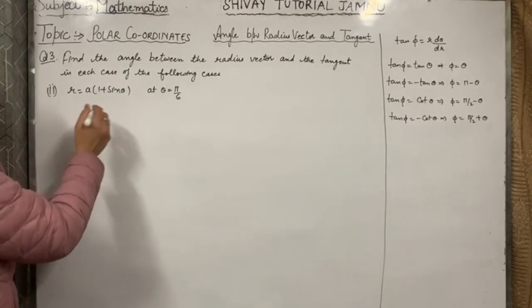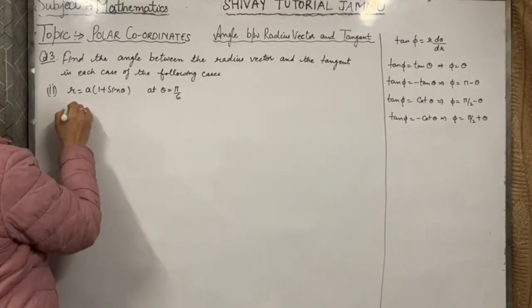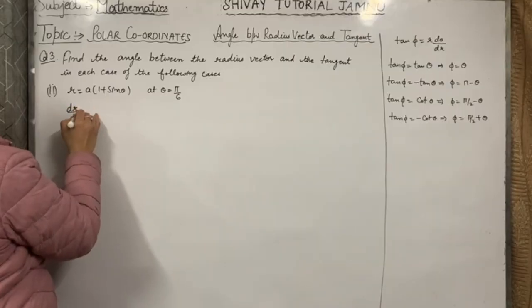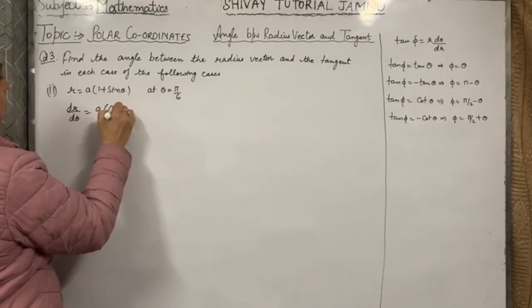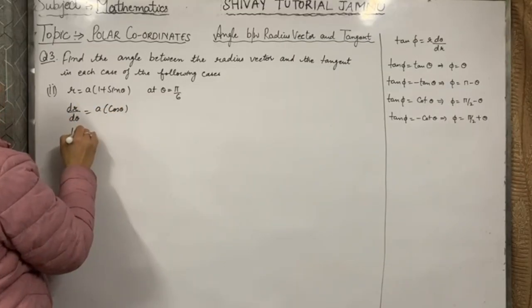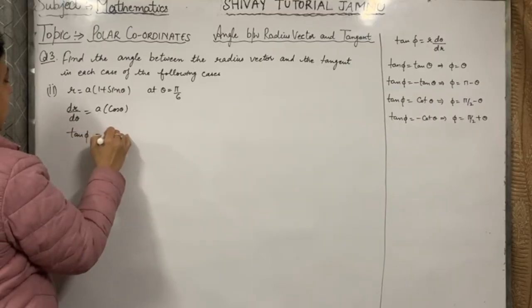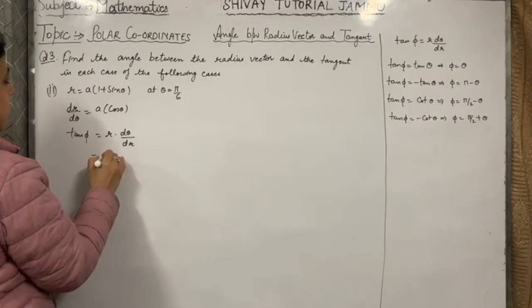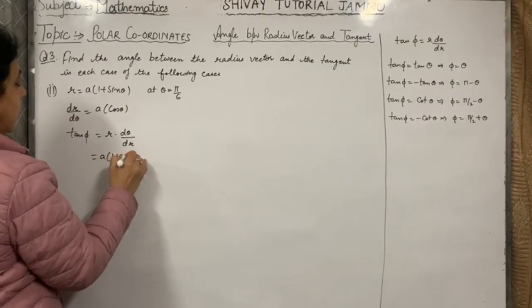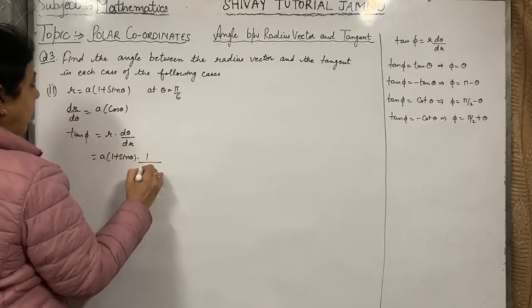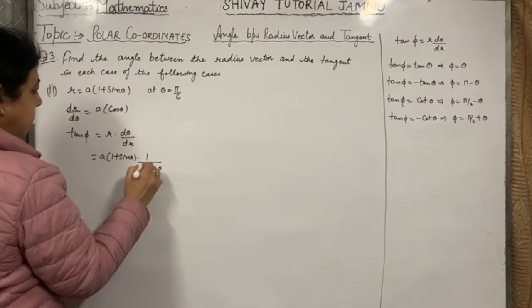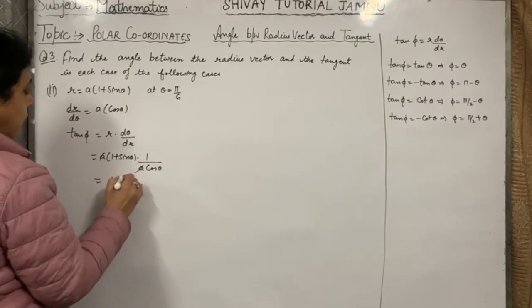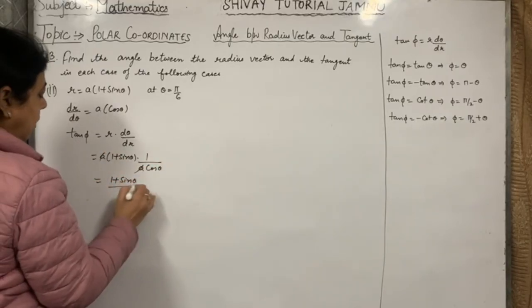Next is r is equal to a into 1 plus sin theta. dr by d theta is a cos theta. Tan phi will be r d theta by dr. It is a into 1 plus sin theta into 1 upon a cos theta. This is cancelled. 1 plus sin theta upon cos theta.